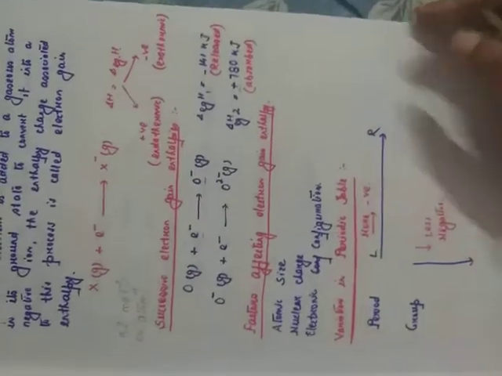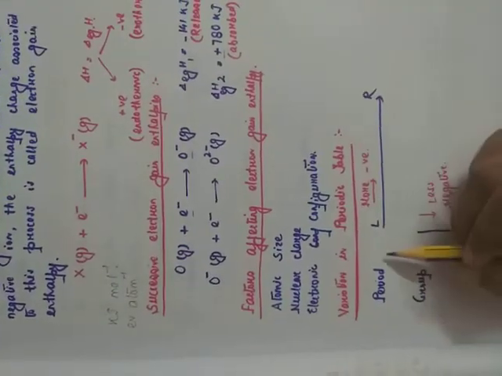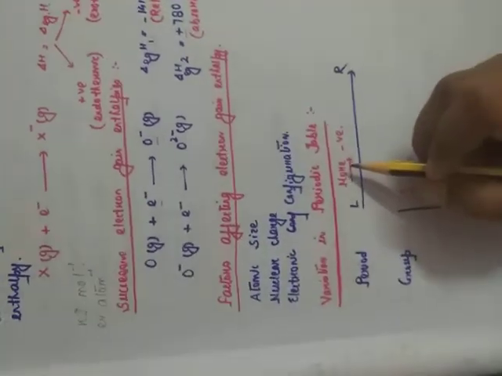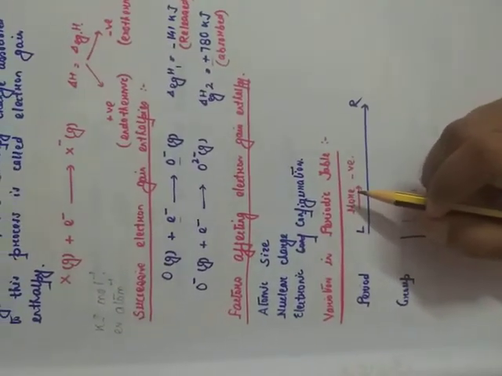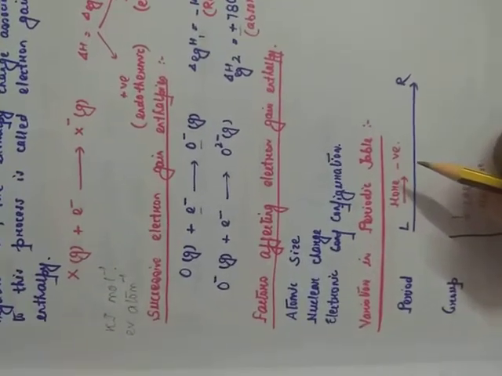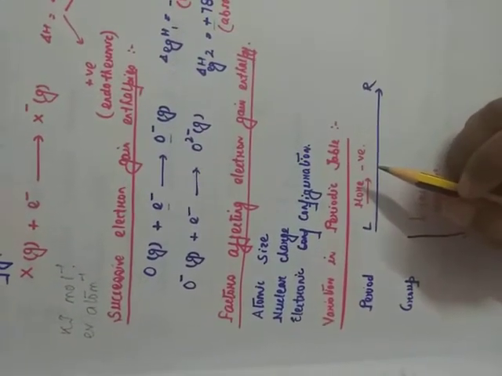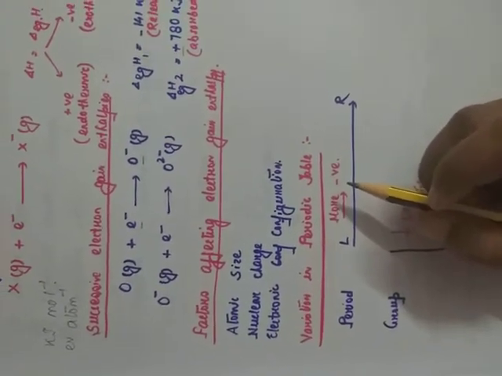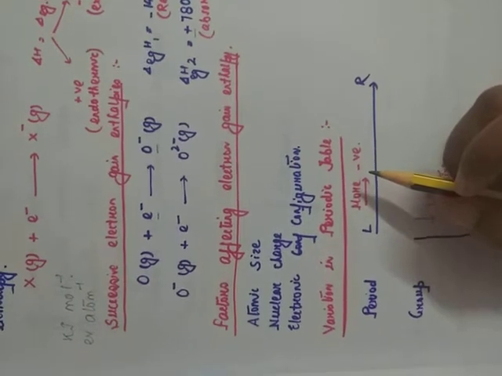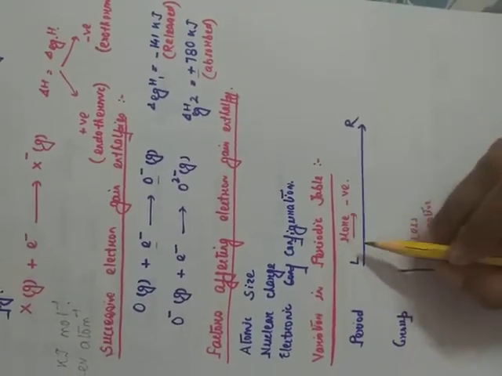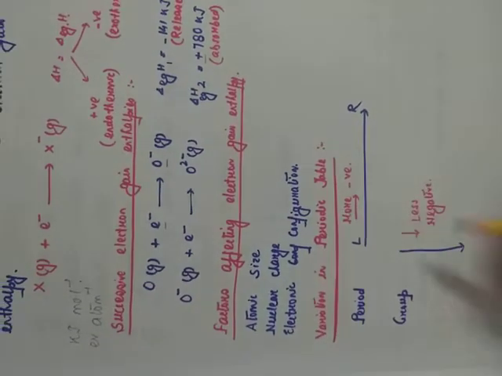Its variation in the periodic table. Along a period, from left to right, the effective nuclear charge increases and hence the size decreases. Thus, the added electron on an average would be closer to the nucleus. That means it will be strongly attracted by the nucleus. So, the value of electron gain enthalpy becomes more negative as we move from left to right.